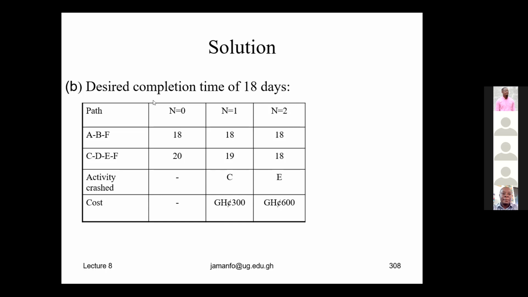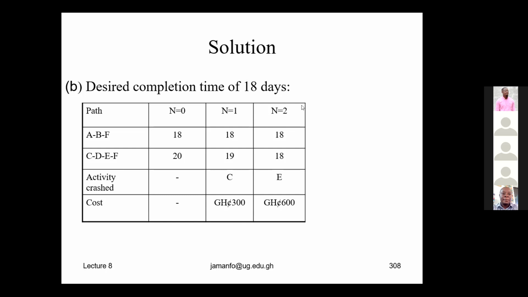Okay. So the question says that the desired completion time is 18 days. At n equals 0, this is the original position. At this point, no activity is crashed yet. So we go to n equals 1, where we crash an activity by a day, and we pick activity C because that is the lowest cost. We crash activity C by 1 day, and it costs us 300 cedis.